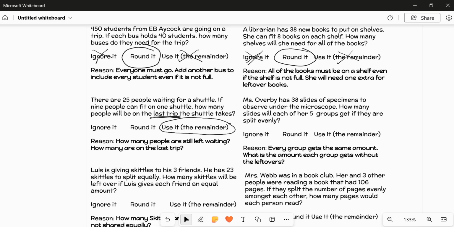We're going to use the remainder as our answer. How many people are still waiting? How many are going to be on the shuttle on the last trip after the equal groups have already gone?